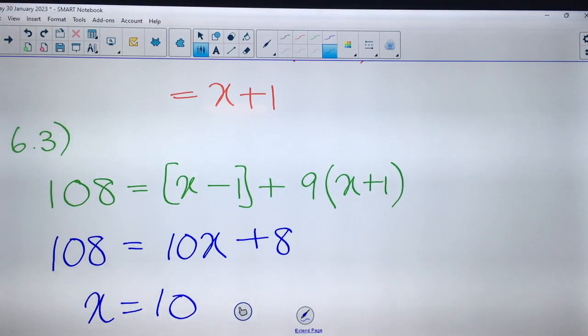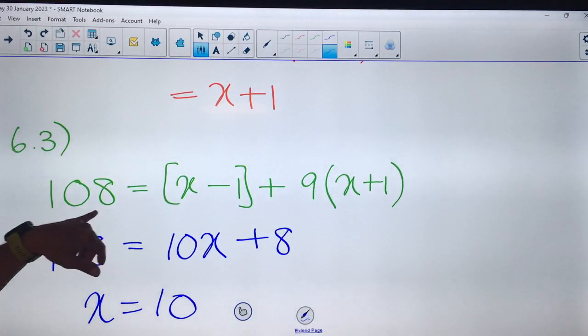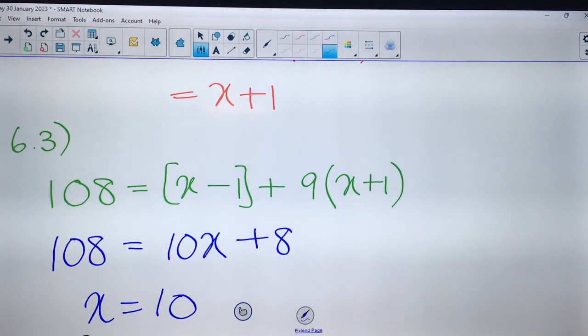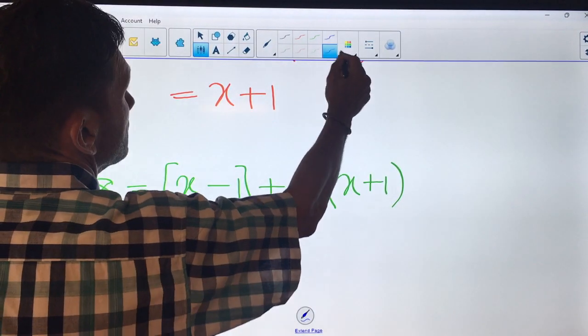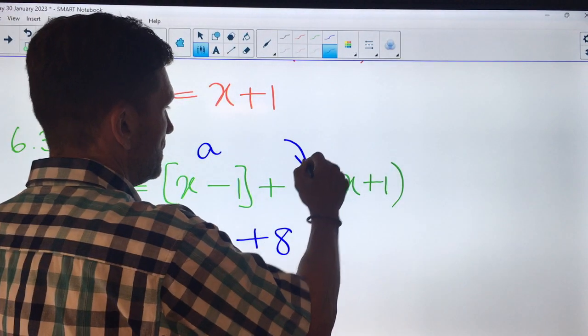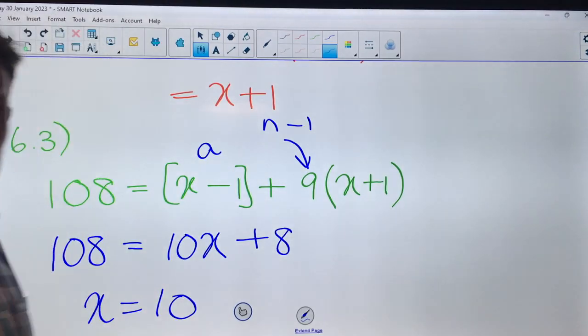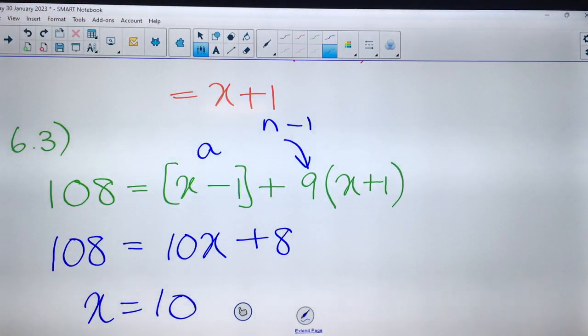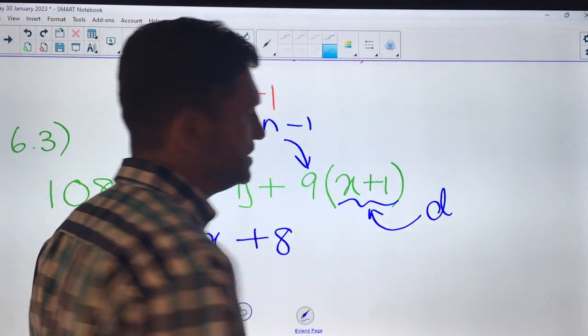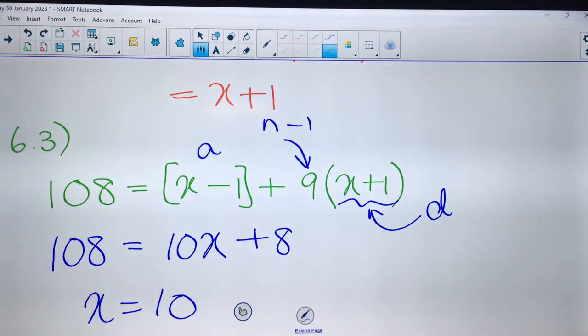And then the last one, 6.3, was calculate the numerical value of x if it is given that the 10th term is 108. So I start with 108 on this side, the 10th term. This is my first term. You can just write this in here. This is the first term. This here I got from n minus 1, which is 10 minus 1, the 10th term. And this value here, in this bracket, that is d. And then from there you can calculate the value of x.